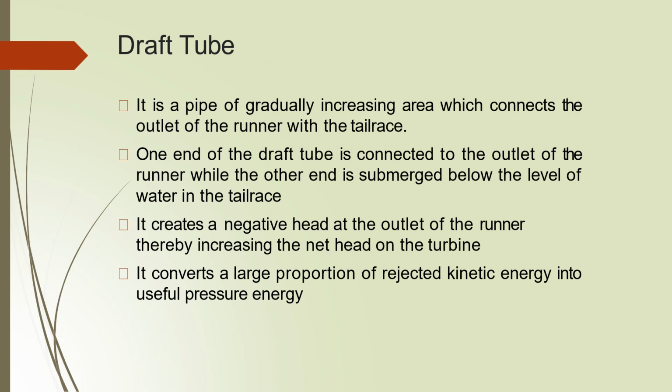It creates a negative head at the outlet of the runner, hence increases the net head of the turbine. It converts a large proportion of rejected kinetic energy into a useful pressure energy.